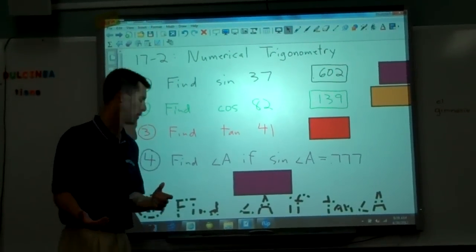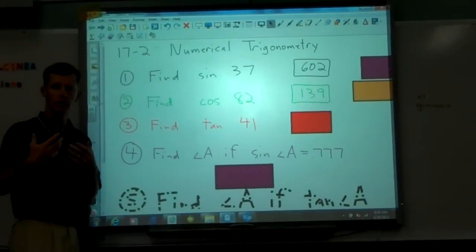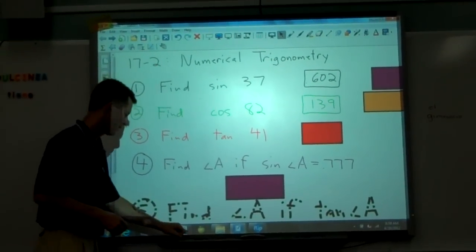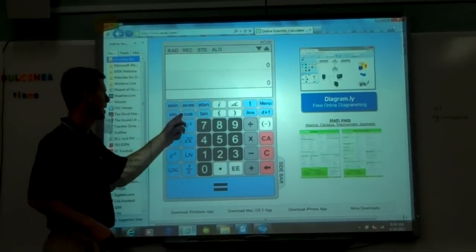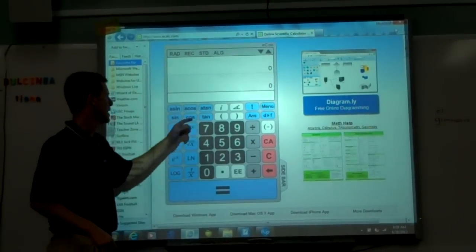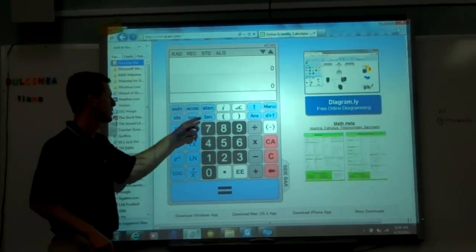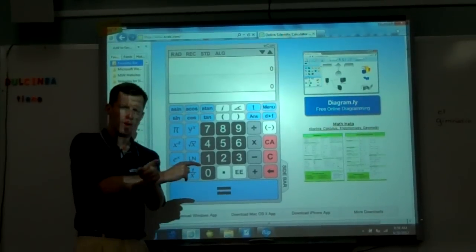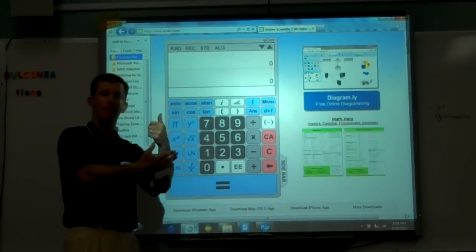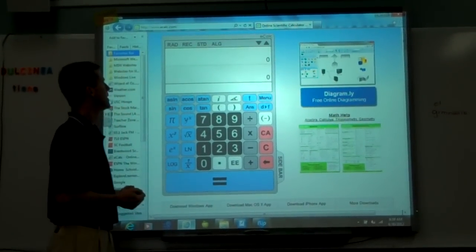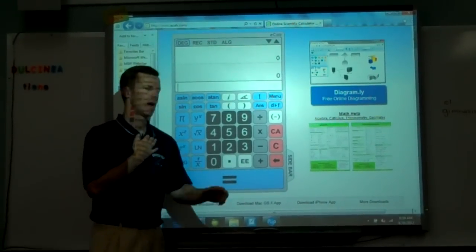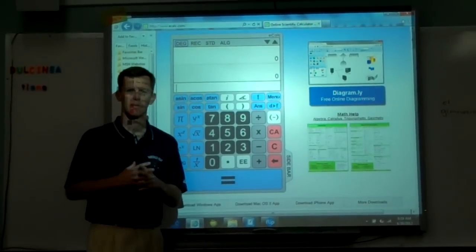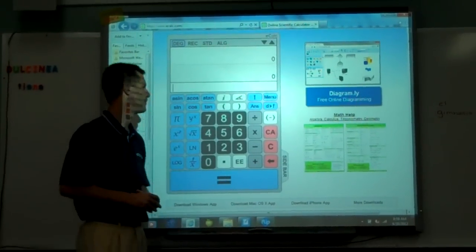Now, there's another way you can do this, and that's to use a calculator. If your calculator has sine, cosine, and tangent buttons, it may have arcsine, arccosine, and arctangent, which is going the other direction, like if you know what the sine is and you're trying to find the angle. It's important that you have your calculator set to degrees. Another way of doing this is in radians, but you'll learn more about that next year.